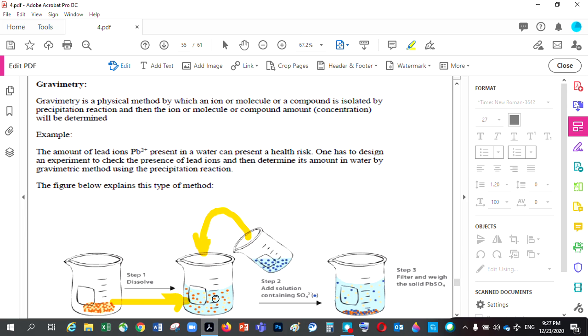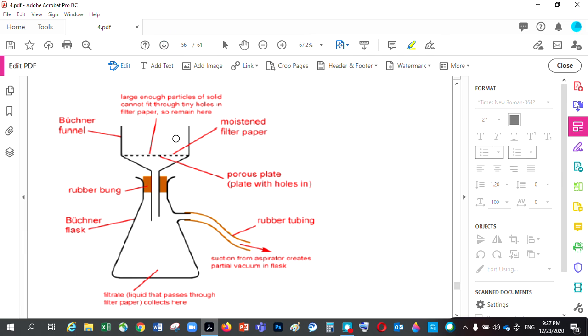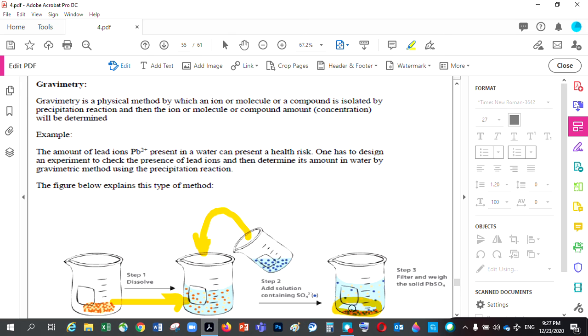So we precipitate. We add the sulfate ion as sodium sulfate, and then we precipitate at the bottom our lead sulfate. And the amount of lead in lead sulfate will determine the percentage of lead inside our drinking water. After that, let's go up here again. Here is the solid lead sulfate.